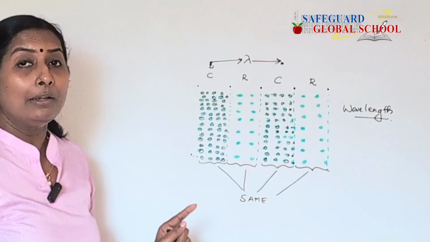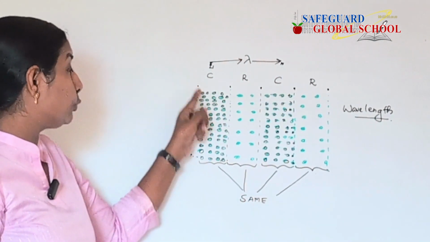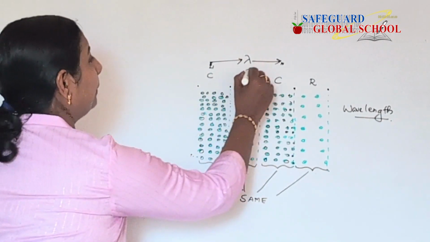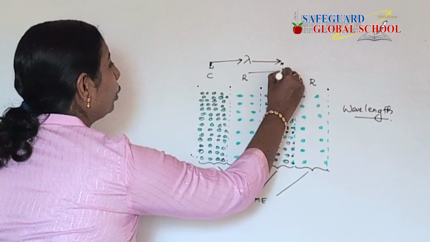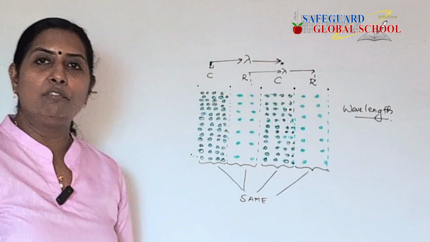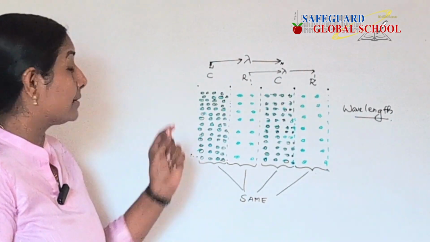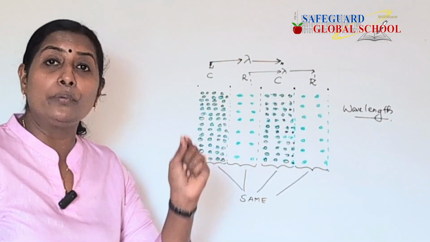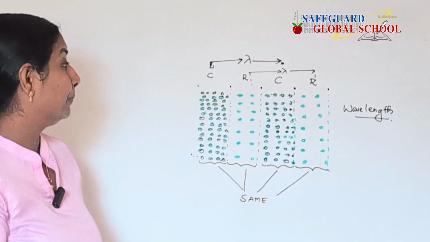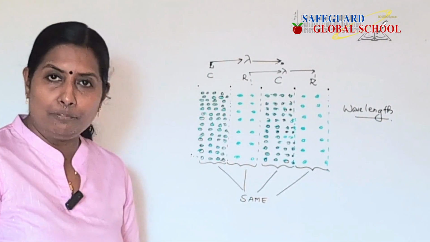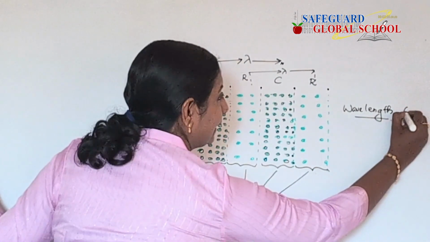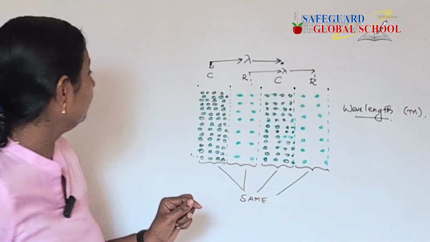So what is wavelength? Wavelength is the distance between two consecutive compressions, or it can be termed as the distance between two consecutive rarefactions also. So what is wavelength, children? Wavelength is the distance between two consecutive compressions or two consecutive rarefactions. What is the unit of wavelength? We know that it is a length, right? So the unit of wavelength is meter.